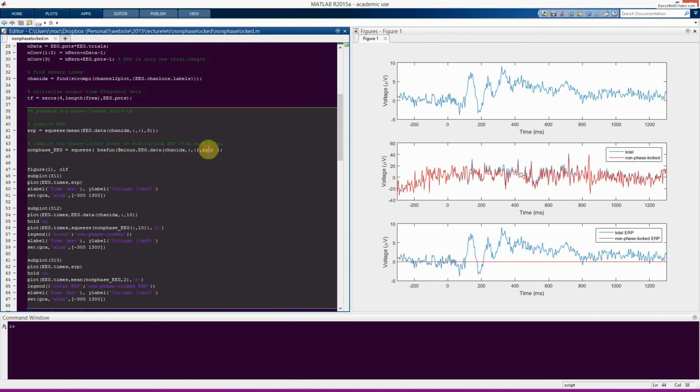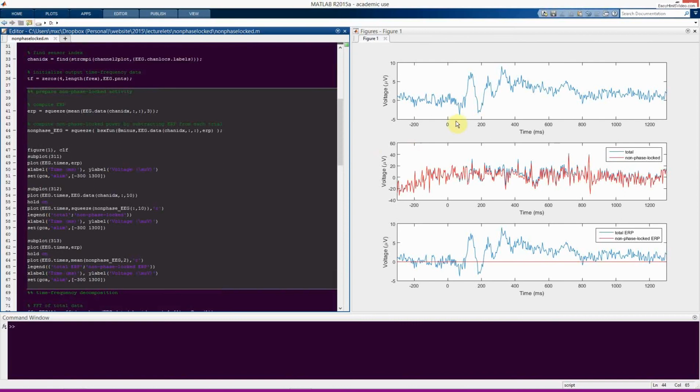And we want to subtract the ERP from the data, which actually here is a 3-dimensional matrix because it's 1 channel by time by trials. And this function bsxfun is going to figure out exactly how and how many times to replicate the variable ERP in order for it to be subtracted from each individual trial. So bsxfun is a very useful function, and you can read more about it online.